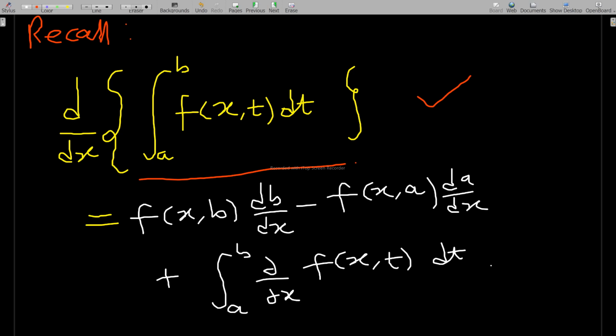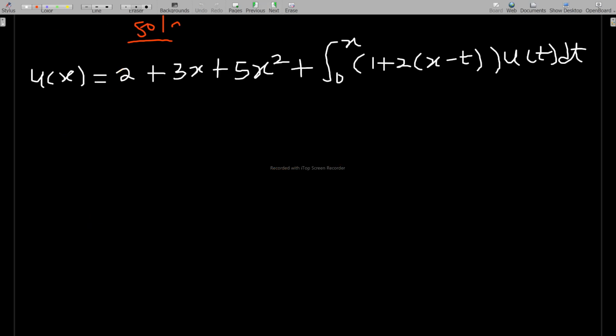So we have a function of two variables, f of x, t. The whole of this differential will be equal to the function evaluated at b, that is f of x, b times the derivative of b with respect to x, minus f of x, a times the derivative of a with respect to x, plus the integral again of the partial derivative of whatever was under the integral sign with respect to x.